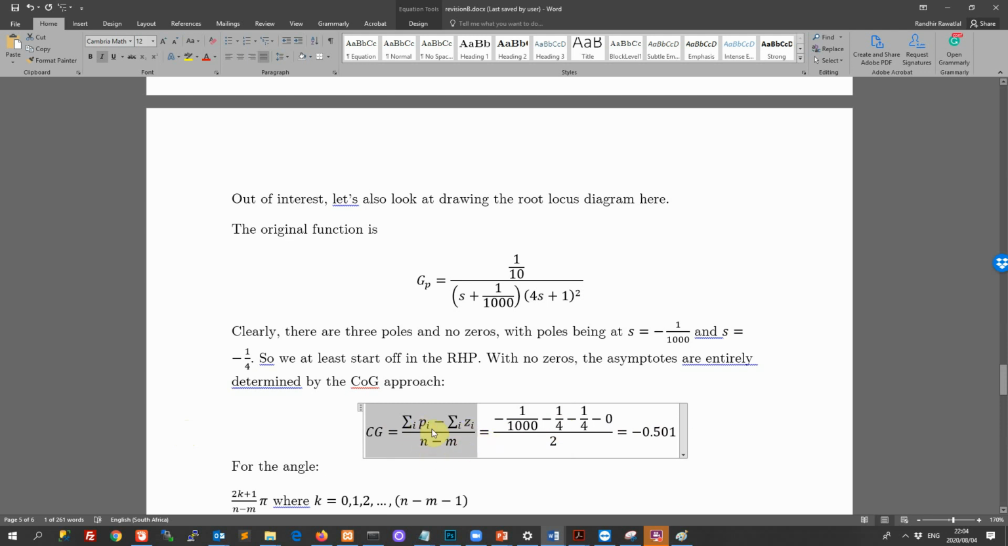So the sum of the poles here, and again, we've got the 1 pole here, and we count this as 2 poles. So it's minus 1 over 1000, minus 1 over 4, and then minus 1 over 4 again. Then minus the zeros, there's no zero, so minus 0, and then n minus m. And here there are 3 poles and 0 zeros, so that's a 3. So let me recalculate this.